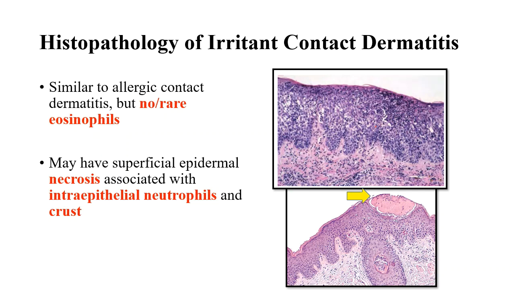Now, histopathology of irritant contact dermatitis. It is similar to allergic contact dermatitis, but with no or very rare eosinophils. The cases may show superficial epidermal necrosis, intraepithelial neutrophils, and crust formation. Now, this picture shows superficial epidermal necrosis, spongiosis, and infiltrate of neutrophils. Crust formation is seen in this.